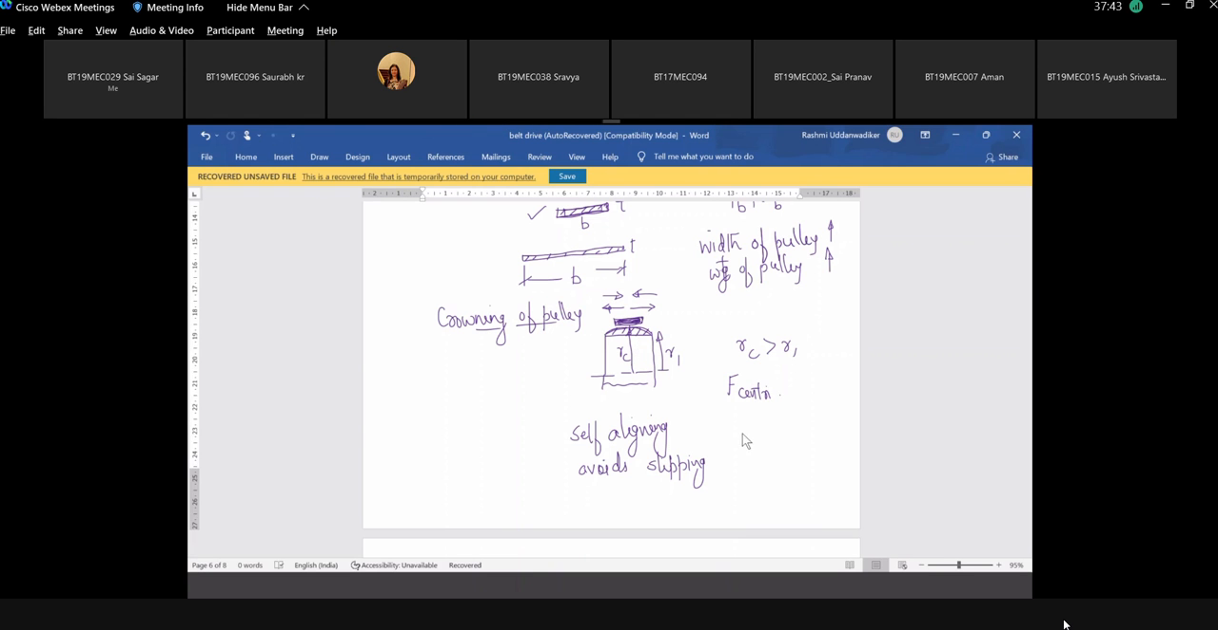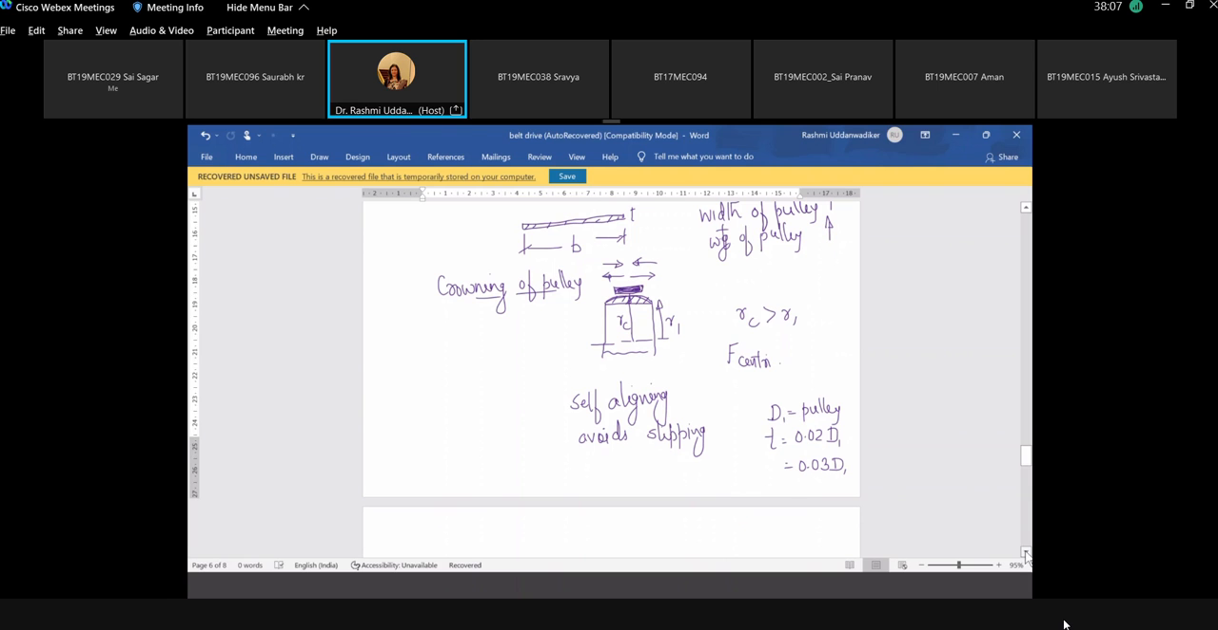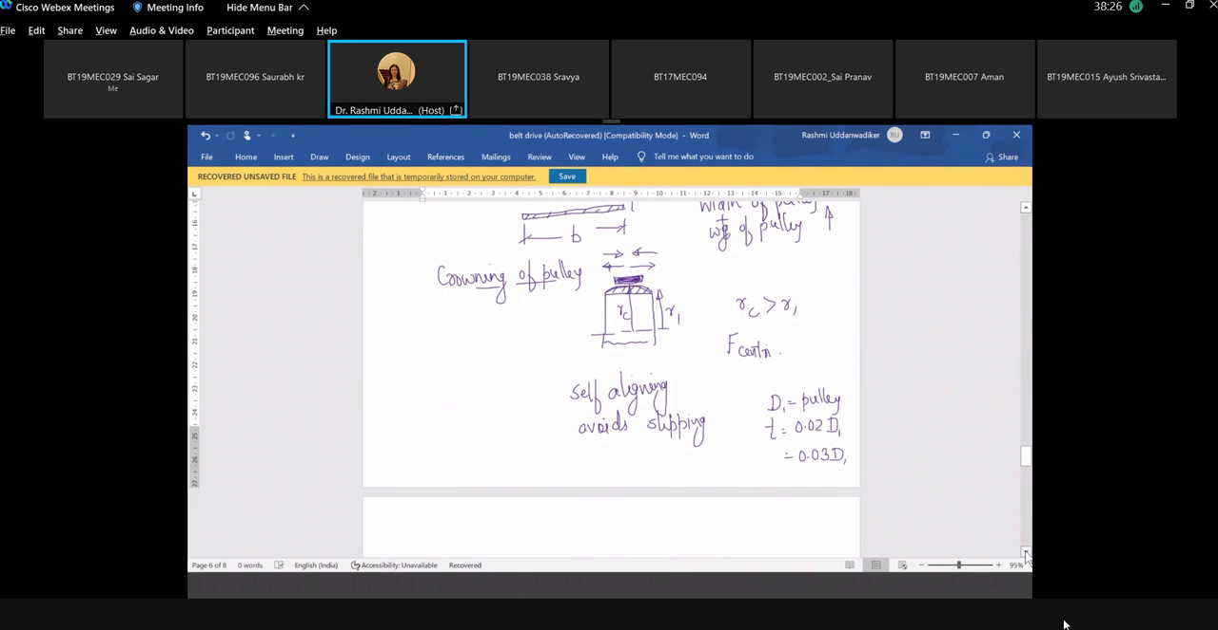And if we select the diameter of the pulley as D, say the pulley diameter, the thickness of the belt is normally taken as 0.2 times the smaller diameter to 0.03 times the smaller diameter. We have a concept of initial tension in the belt, which we'll discuss again later. Let us start solving a numerical first.